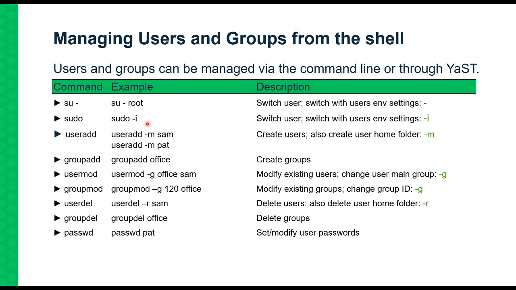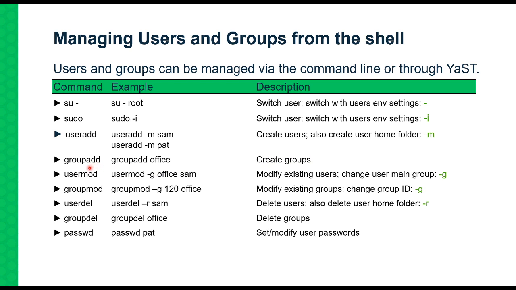Another command that we can use is the useradd command. We can use the useradd command to create users, but should we wish to also create the user's home folder, we add the -m option to create the home folder. The command will look like this: useradd -m space Sam. So in our practical, we'll be adding two users, Sam and Pat. Then we can add groups using a similar command, which is groupadd. So the groupadd space office will create for us a group called office.